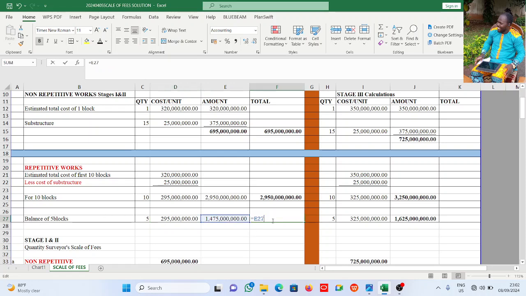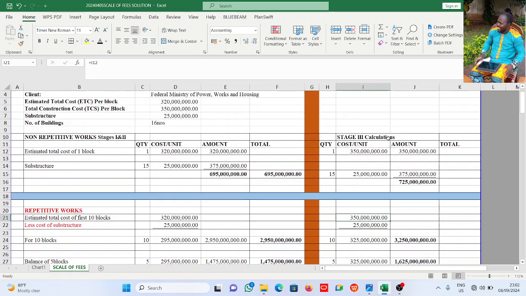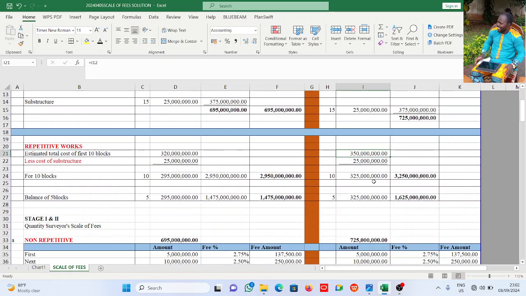Multiply it by 5. I have this. So this is 2,950 million. This is 1,475 million. The same thing is applicable to stage 3 also, but in this case it is not 320, it is 350, because the project is at completion phase. So 350 minus 25 million, I have 325 million.